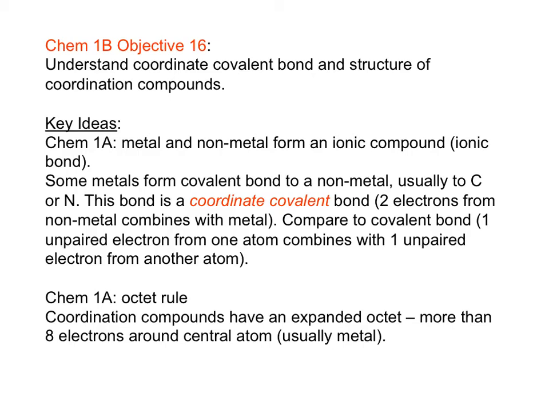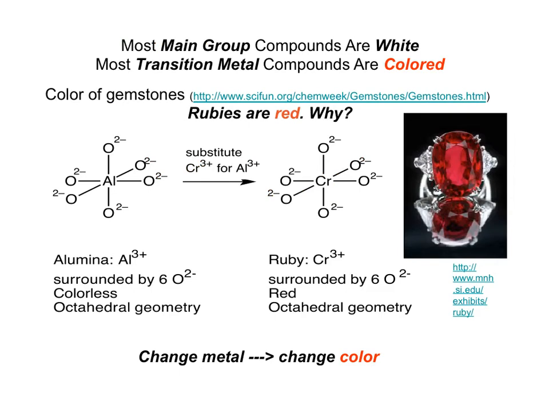Perhaps the best reason to study coordination compounds, especially those that contain transition metals, is that they're colored. For example, the mineral alumina is a colorless solid. In alumina, aluminum is surrounded by 6 oxygens. If aluminum is switched for chromium, then we get the gemstone ruby, which is red. So changing the metal changes the color of the substance.